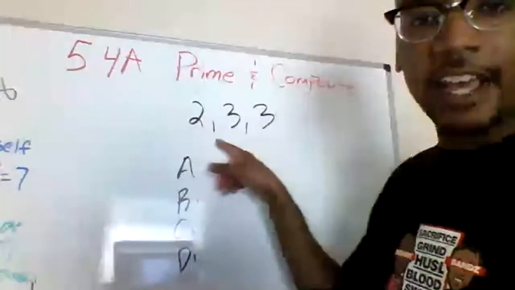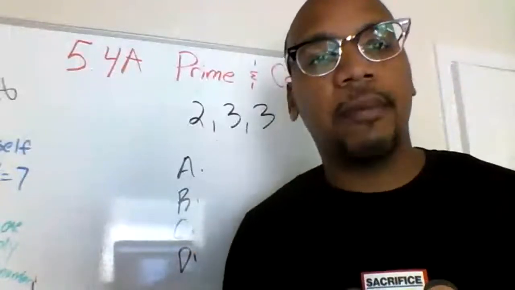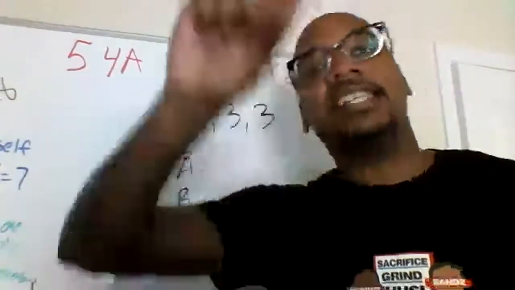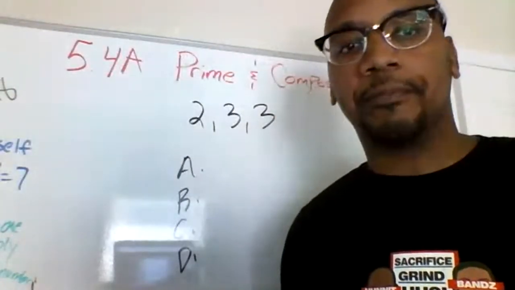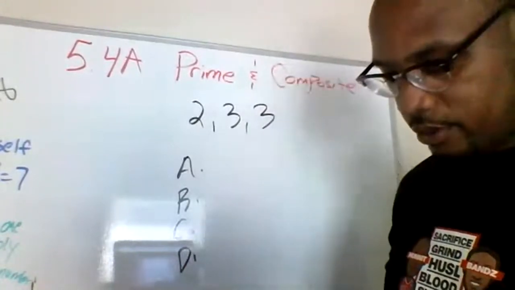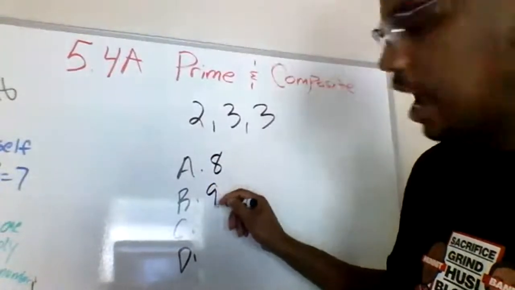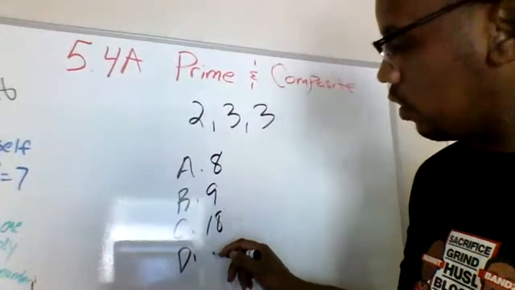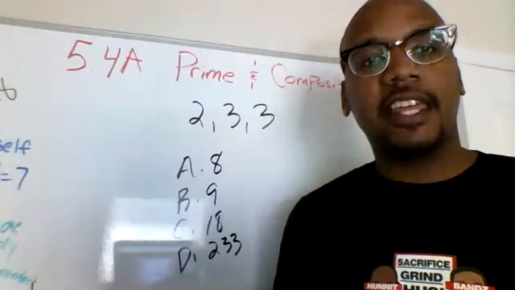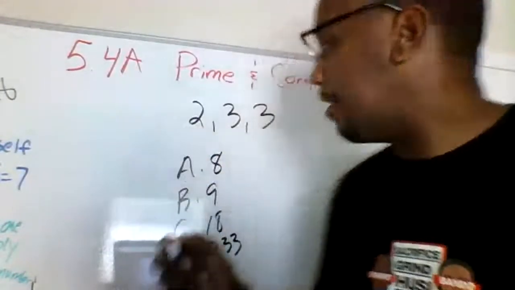So these are factors. Now, you said, Mr. T, I forgot what you said about factors, right? Factors are the numbers that you multiply to get that number, right? So basically it's saying which one of these numbers, 8, 9, 18, or 23, which one of these numbers has these numbers as factors?